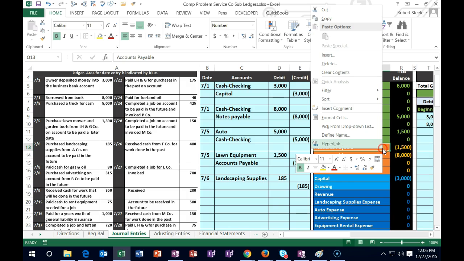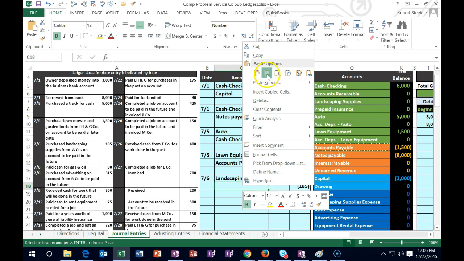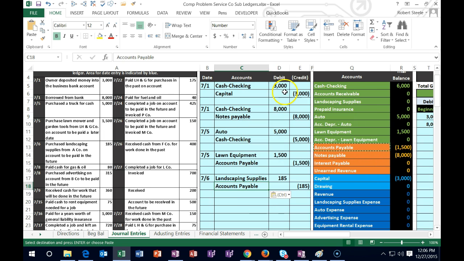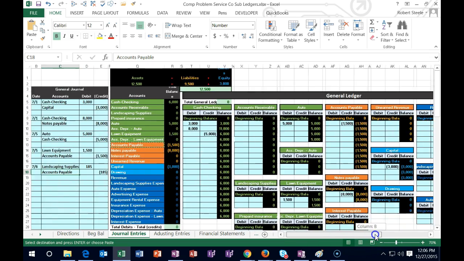Another credit. So I'm going to copy that. Going to put our cursor in C18, right click, paste it 1, 2, 3. All right, now we're going to post this out. I'm going to make this small again, back down to 70% or so. Scroll over so we can see the GL.